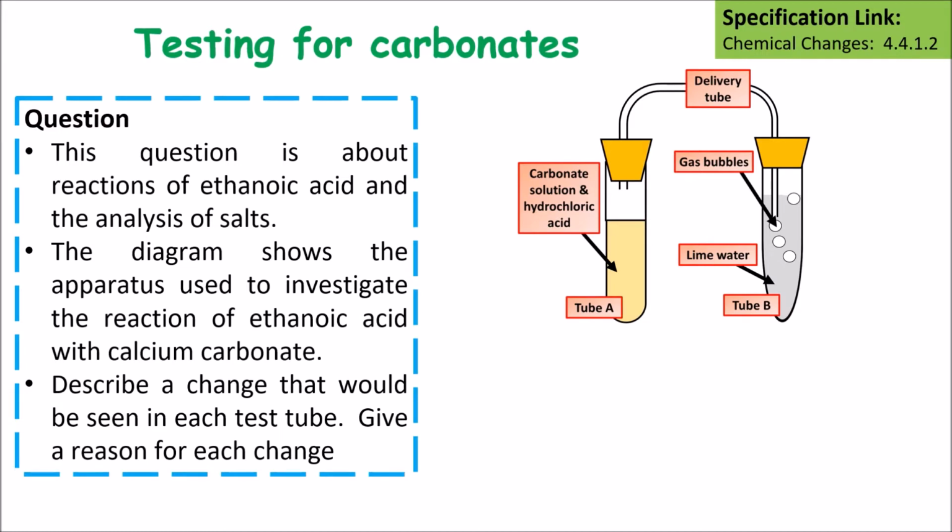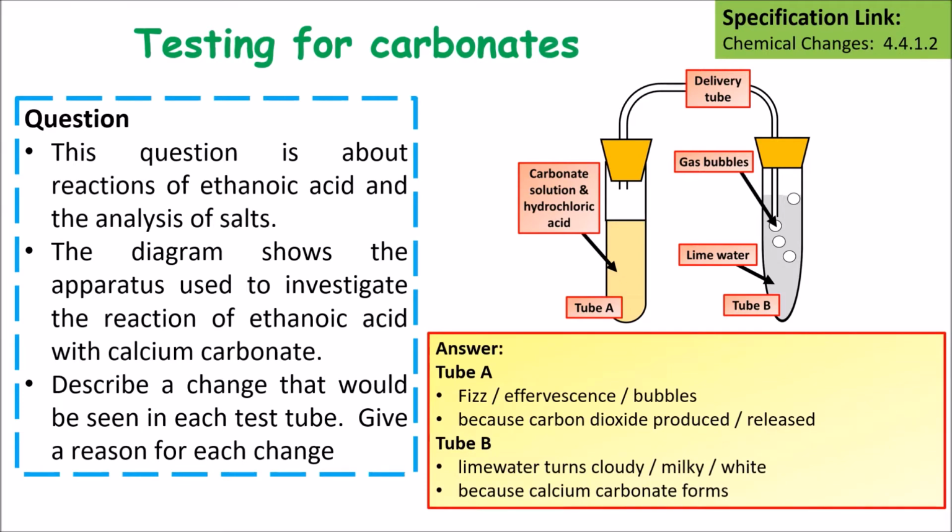This question is about the reactions of ethanoic acid and the analysis of salts. The diagram shows the apparatus used to investigate the reaction of ethanoic acid with calcium carbonate. Describe the change that you would see. In tube A, you'd see it fizzing as bubbles of carbon dioxide would be given off, and in tube B, as the bubbles of carbon dioxide went through, the lime water would turn milky white as calcium carbonate was formed.